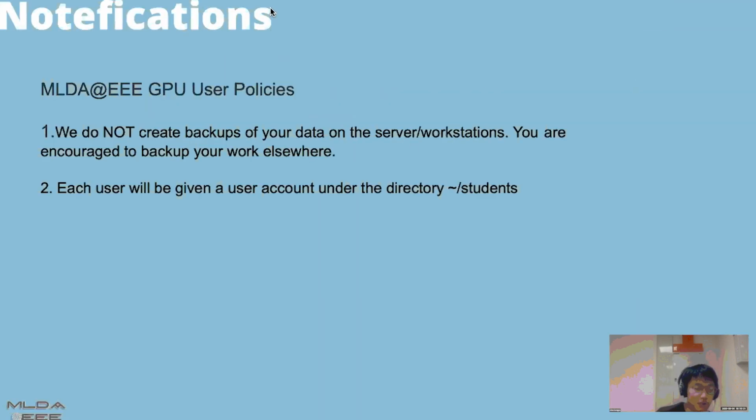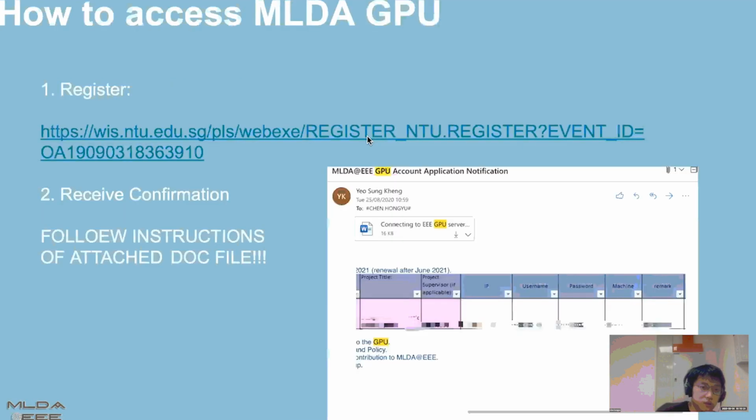After you apply for that one, you'll go to your personal account. Okay. So first thing, how to access. After that is how to access the MLDA GPU. So of course, you must register for a GPU from MLDA. So let's click in and see what will happen.